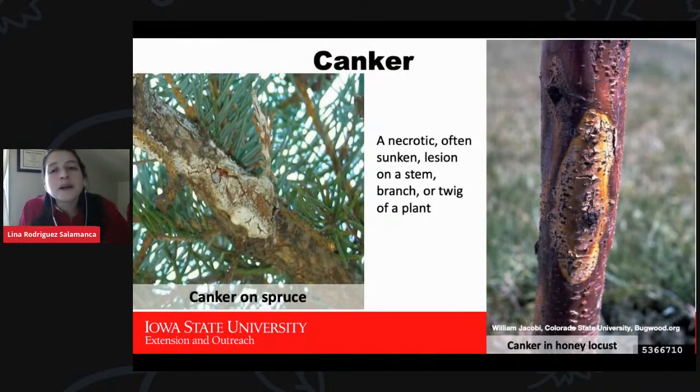Cankers, we talked about cankers when we see sunken lesions, sometimes raised, like the one in spruce on the left here. You can see this symptom on branches or twigs, and unfortunately sometimes on the trunk of young trees or shrubs. And for the most part, you'll have that border that you can see here on the honey locust, where the pathogen is killing the tissue and moving into the healthy tissue, creating that border effect.